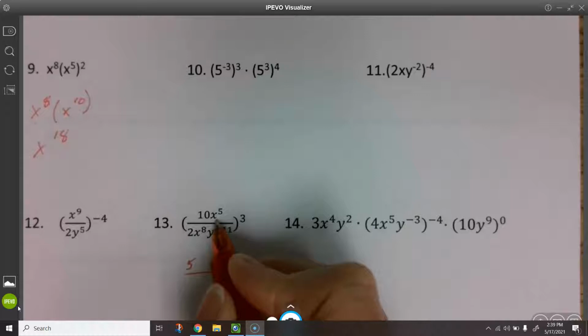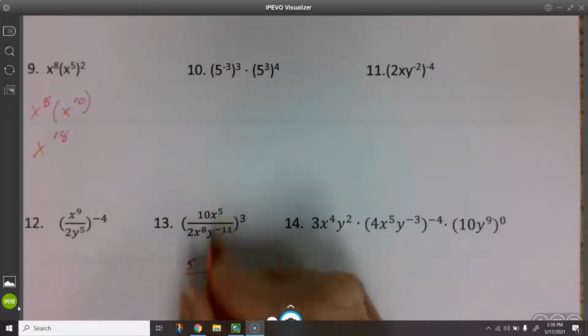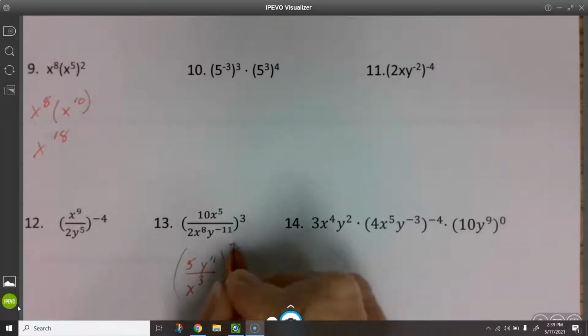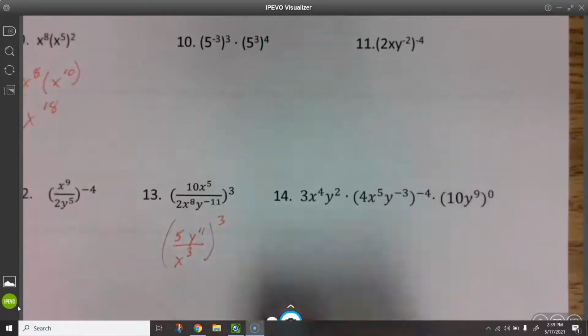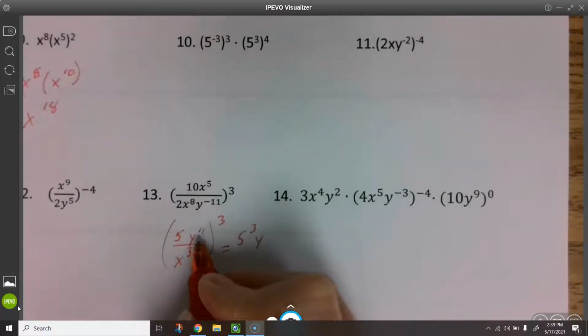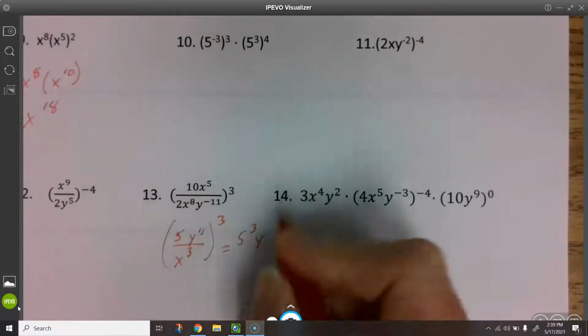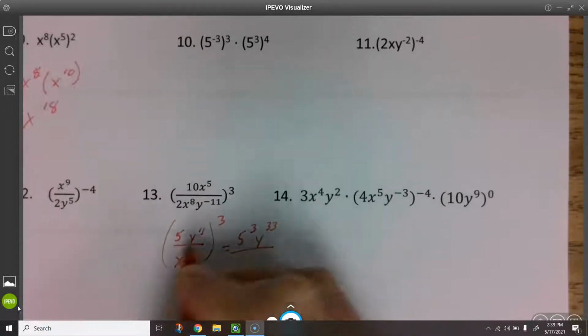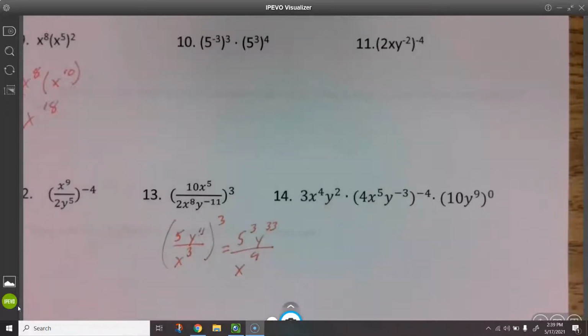Look at the x's. Where's it bigger? In the bottom. 8 minus 5 is 3. The y, stick that up top. Now I'm going to take everything to the third power. That's probably a little easier. 5 to the third. If I take an exponent to a power, I multiply. 11 times 3 is 33. Over x to the 3 times 3, which is 9.